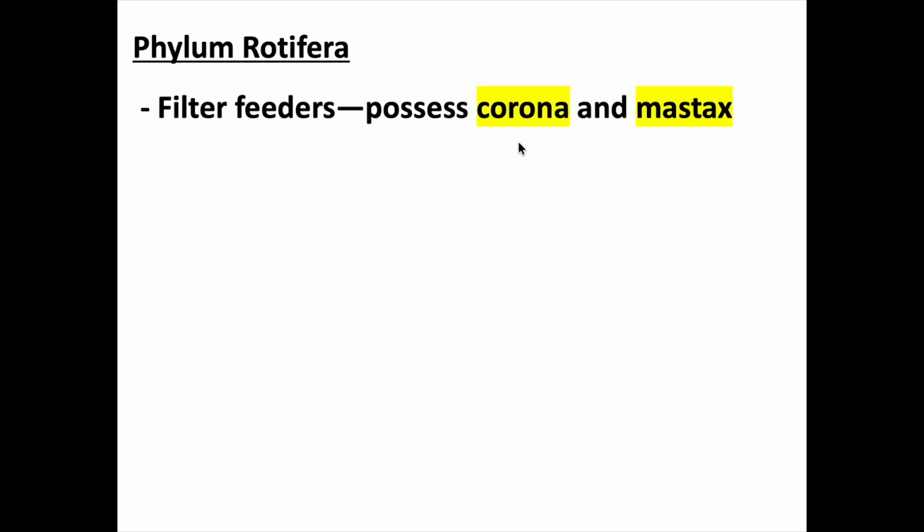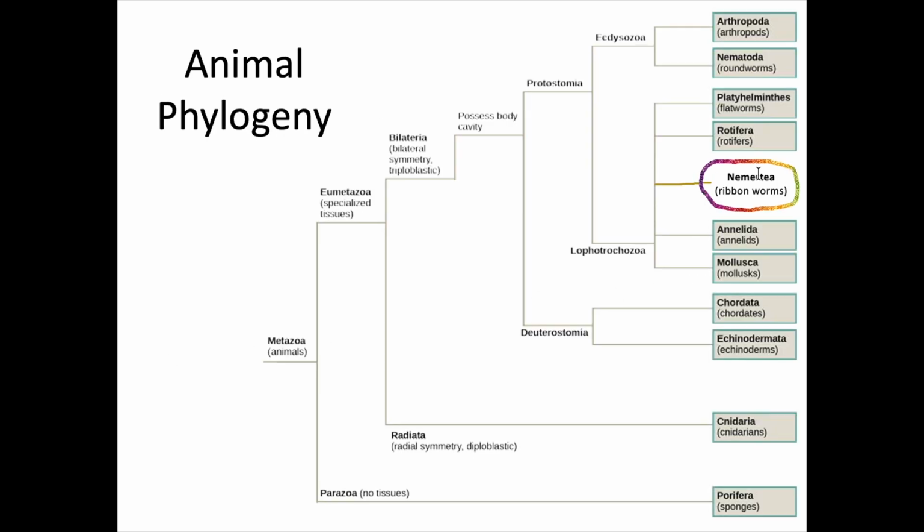Corona is defined as a wheel-like structure on the anterior portion of the rotifer that contains cilia and moves food and water toward the mouth. Mastax, reading from the key terms, a jawed pharynx unique to the rotifers. So, yep, that's rotifers. And actually, that's all I wanted to say about phylum Rotifera. That was a quick one. Moving on, let's go to Nemertea.